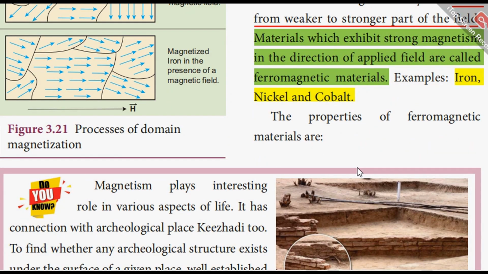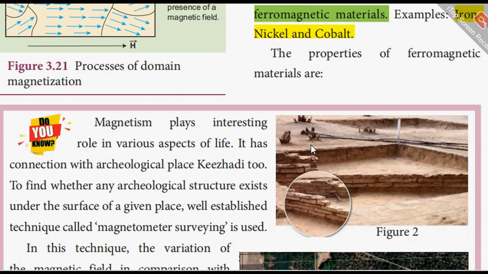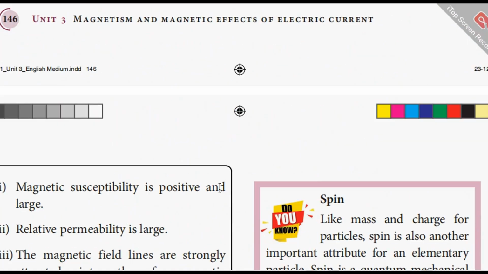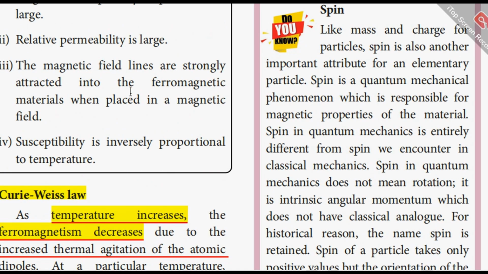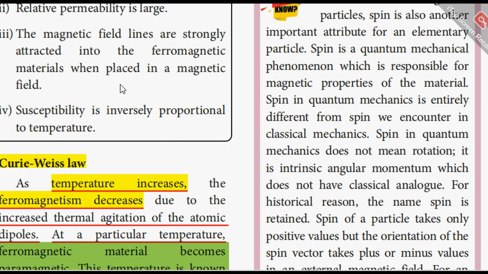Next, we study about the properties of ferromagnetic materials, as given below here. Magnetic susceptibility will be positive for ferromagnetic materials, and it will be large, and relative permeability is also large. Magnetic field lines are strongly attracted into the ferromagnetic materials when placed in a magnetic field. Susceptibility is inversely proportional to the temperature.